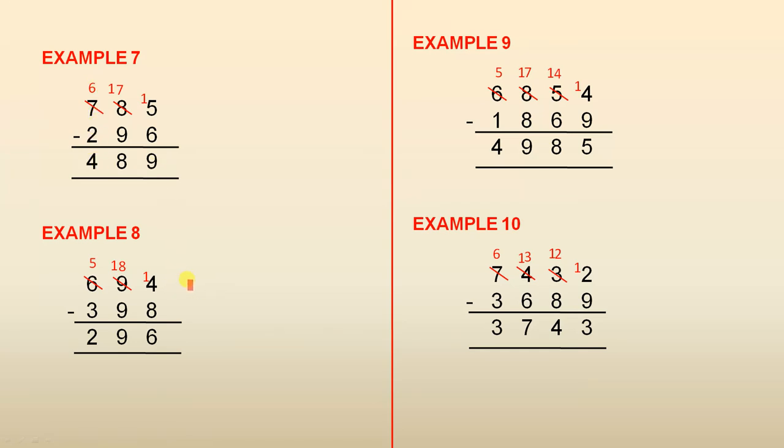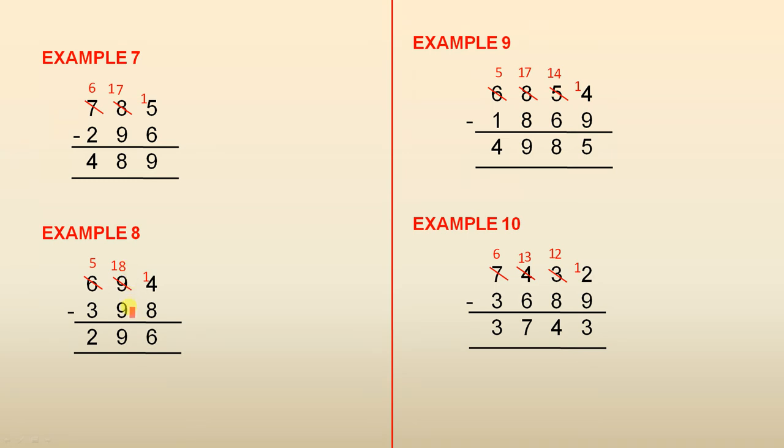694 minus 398. 4 minus 8 we can't do. Cross off one of the 10s. We've got 8 left. That gives us 14 units. That's the units column, so it's 14 units. Minus 8 units gives you 6 units.